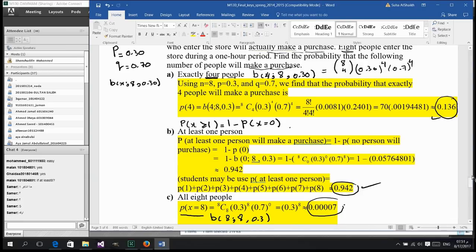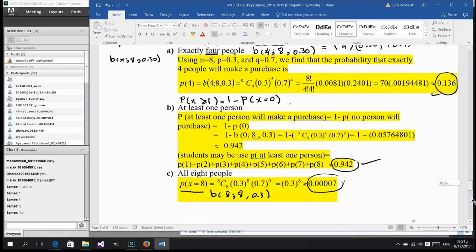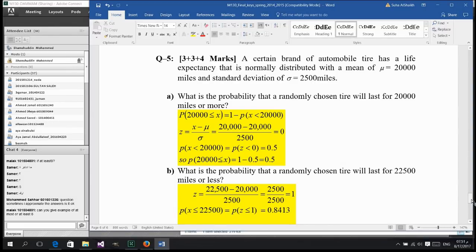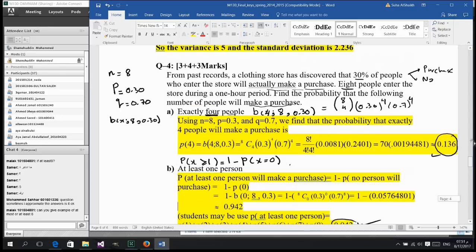Okay. Now the last question as usual is normal distribution. Try not to approximate the answers. Don't approximate them. Yeah, one important thing here. Yeah, one important thing I forgot.